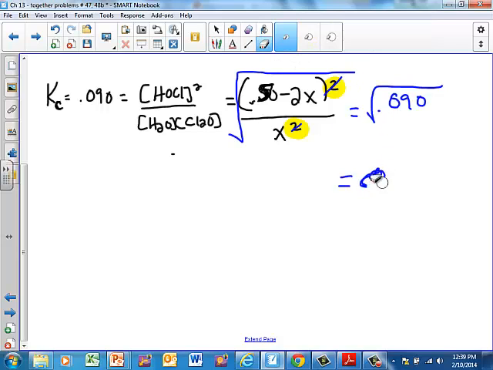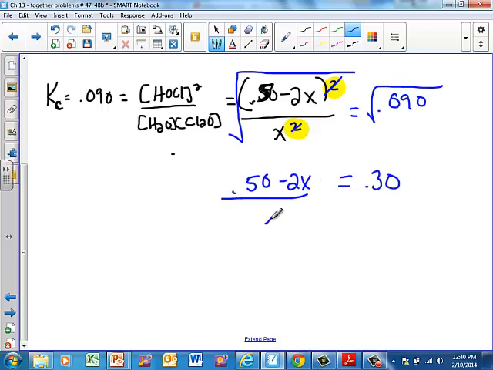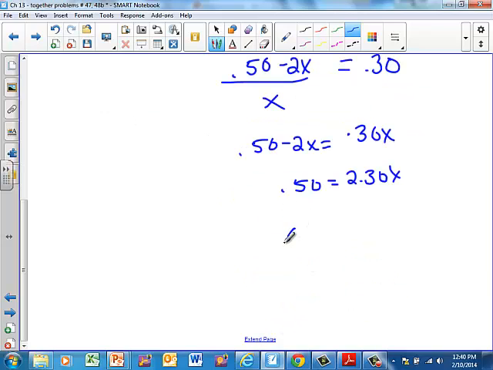Okay, 0.30. It's going to be our answer over here. We've got 0.50 minus 2x over x. Okay, a lot easier to manipulate this one. So what we end up with, 0.50 minus 2x equals 0.30x. If I bring the 2x over to the other side, I've got 0.50 equal to 2.30x. So x is going to be equal to 0.217.